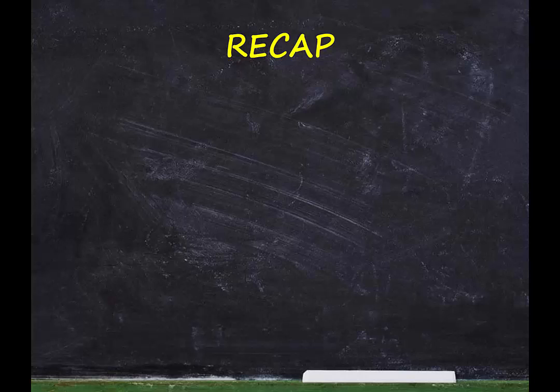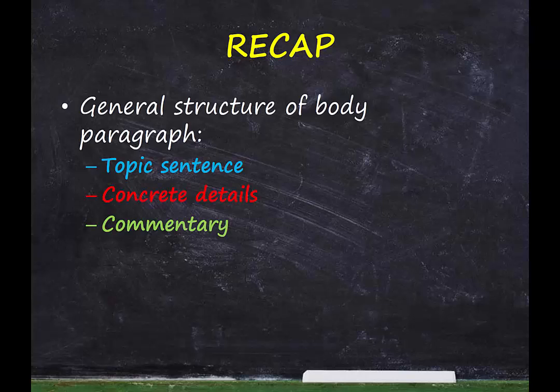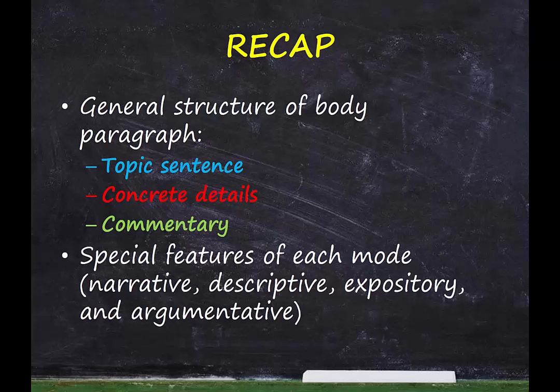So let's recap what we've covered in this lesson. We're looking at how to write strong body paragraphs by making sure we've got all the right stuff in them. First, we looked at the general structure of a body paragraph. It needs a topic sentence, the main idea, concrete details, facts and objective descriptions, and commentary, your thoughts, opinions, and explanations. But we also looked at other things you'll want to include depending on which mode you're writing in.